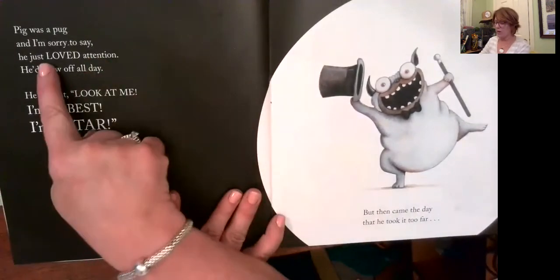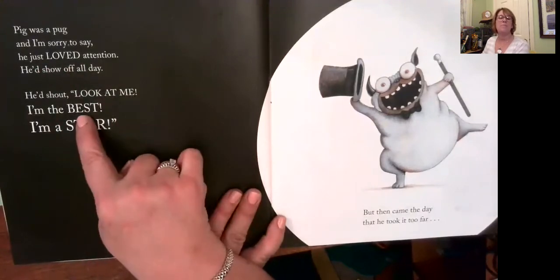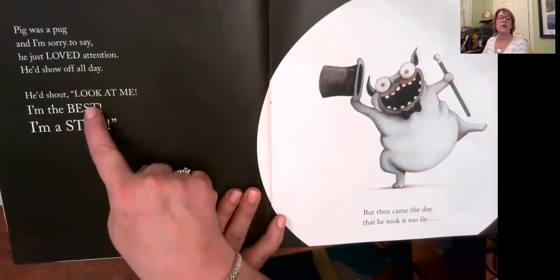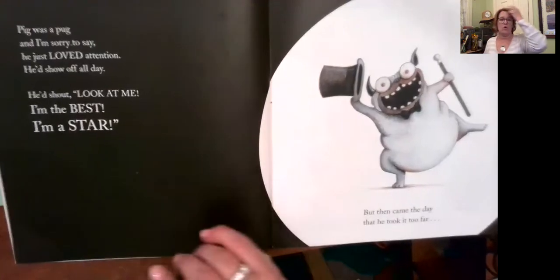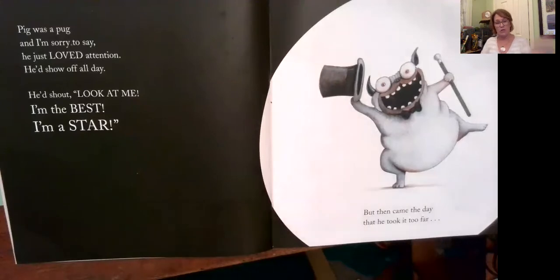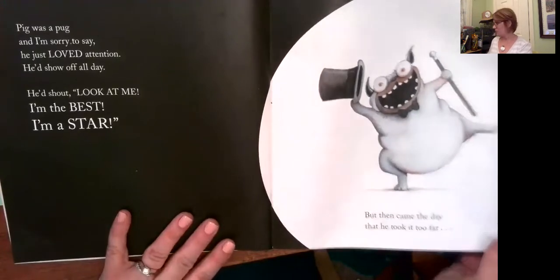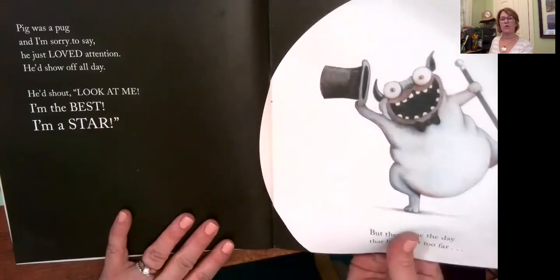Now, if you look up here, loved, look at me, best, star are in all capital letters. The author wanted us to know to say those with more emphasis, and they were important to the page, important to show what Pig was thinking and saying. So, okay, let's keep our eyes out for more all caps or sound words.